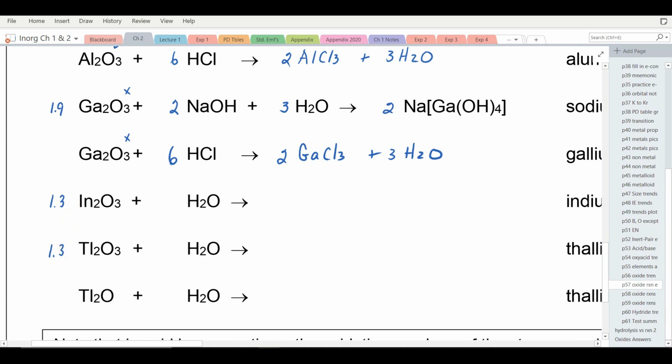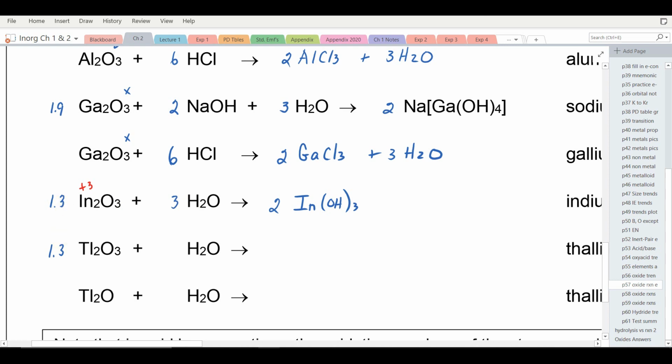Indium, further down group 3A, is more metallic than gallium, so it will in fact form hydroxides in water. This is indium +3, and so it'll form indium(III) hydroxide. Recall that indium can be +3 or +1. This is indium(III) oxide forming indium(III) hydroxide. Let's balance that. 2 indiums on the left, 2 on the right. Hydrogens, I have 3 times 2 is 6. I'll put a 3 here. Oxygens, I have 6 on the right, and therefore 6 on the left, and that's balanced.